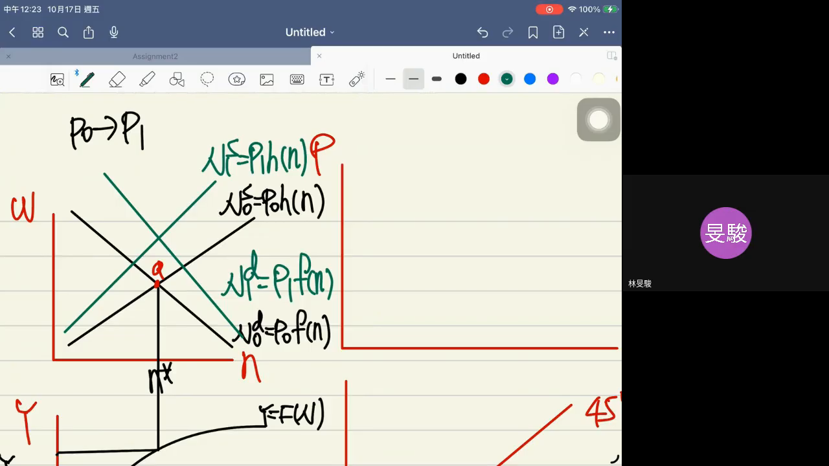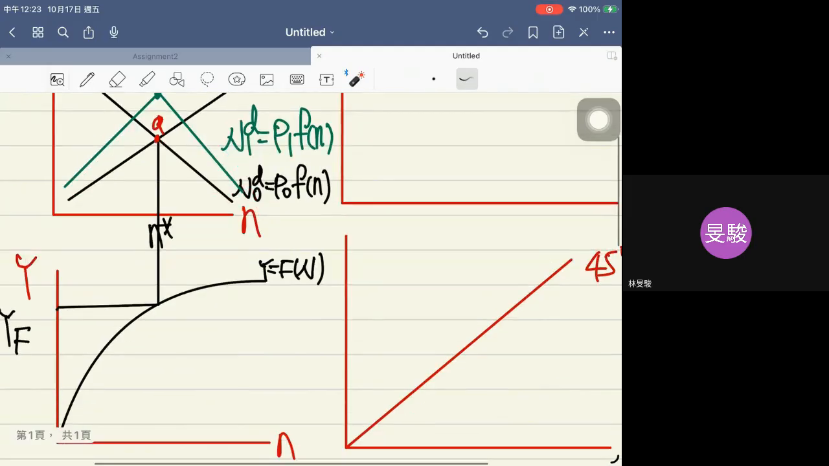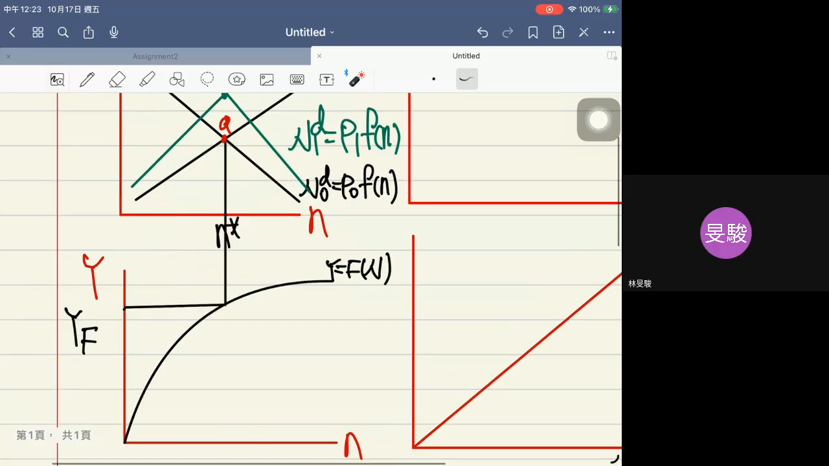However, the equilibrium level of employment remains unchanged. The only change is the increase in the nominal wage. Therefore, the level of output remains unchanged. The equilibrium employment is also unchanged, so you input it into the production function and its output is also unchanged. According to the production function and the transformation line, we obtain the point B.